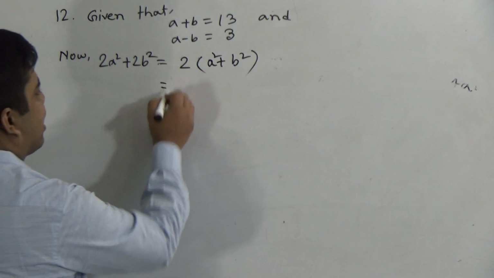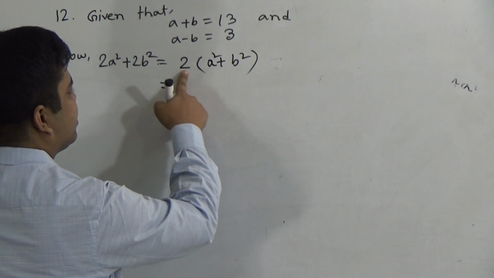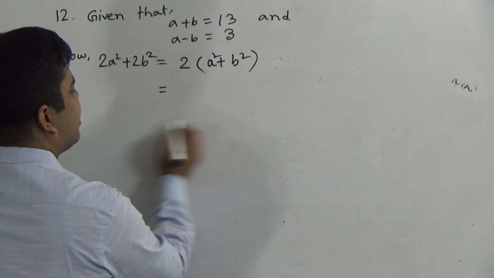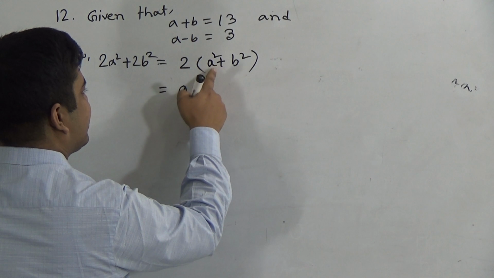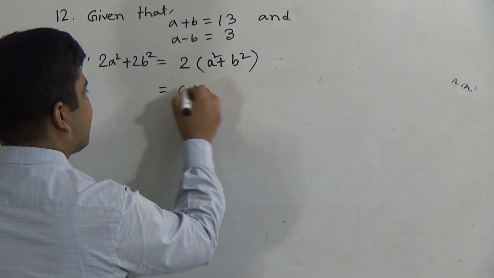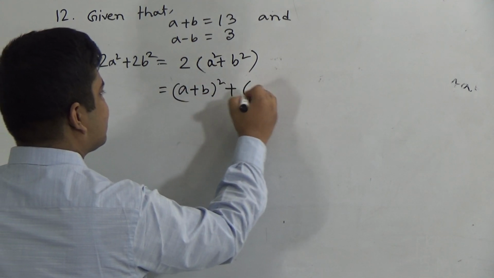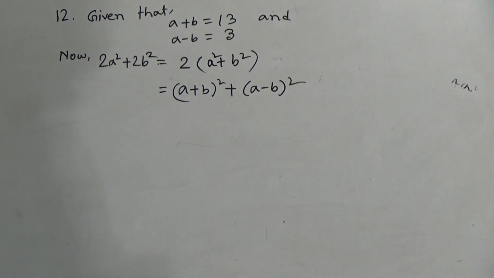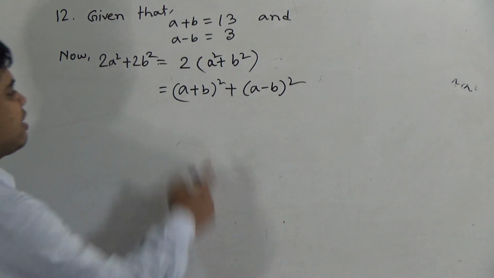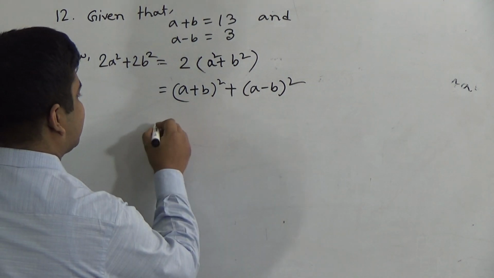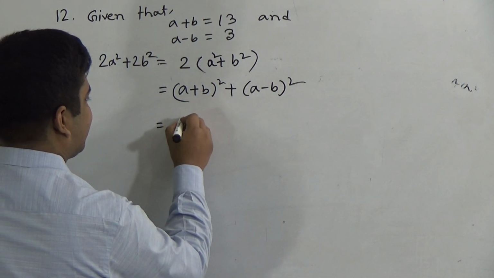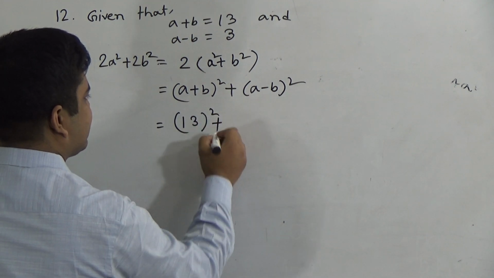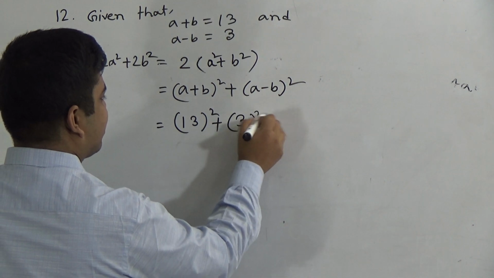Dear students, now we know this formula: 2 into a square plus b square. What is the formula of 2 into a square plus b square? It is a plus b whole square plus a minus b whole square. I hope you have understood. Now we put the value of a plus b and a minus b. The value of a plus b is 13 square and the value of a minus b is 3 square.